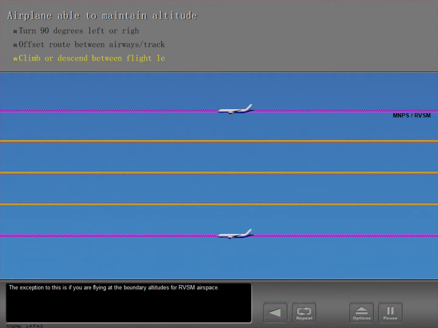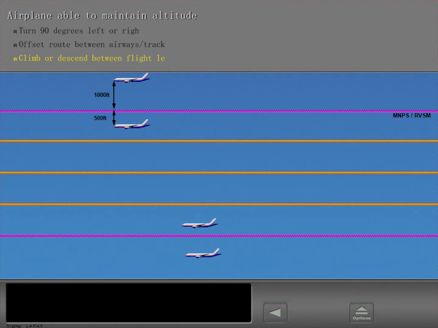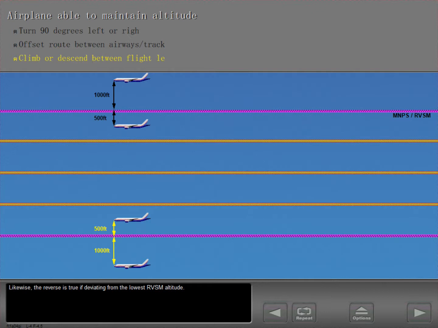The exception to this is if you are flying at the boundary altitudes for RVSM airspace. For example, if deviating from flight level 410, a 1,000-foot climb or 500-foot descent would be appropriate. Likewise, the reverse is true if deviating from the lowest RVSM altitude.